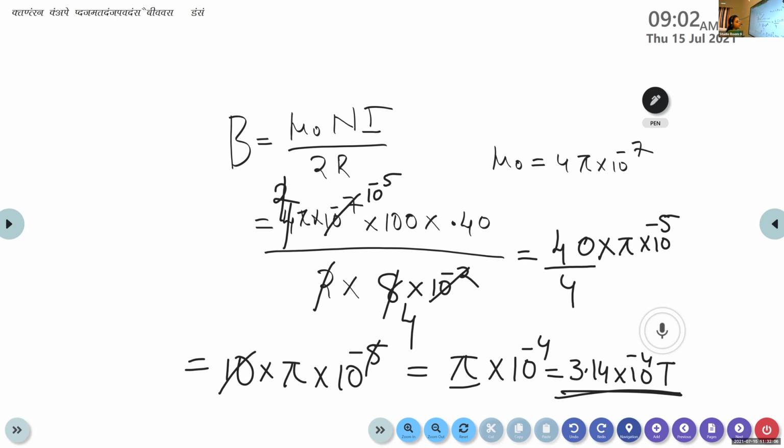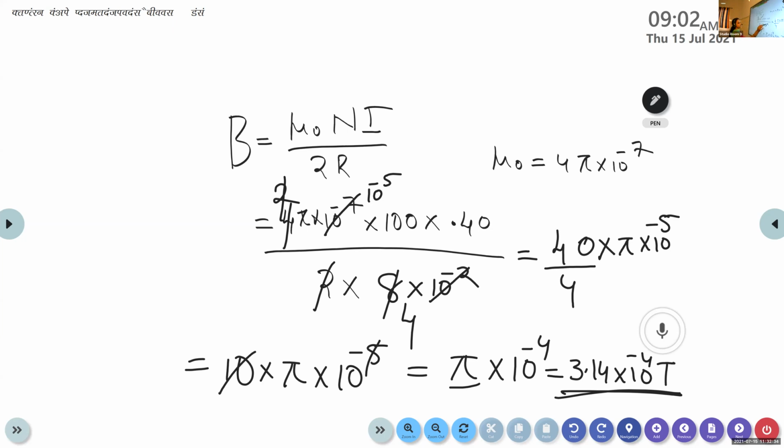We just substitute all the values into the equation. Here mu 0 is 4 pi into 10 raised to minus 7. Number of turns is provided as 100. Current 0.40, divided by 2 into radius, 2 into 8 into 10 raised to minus 2. The radius is given in centimeter, so we convert it into meter. Then just the mathematical arrangements. Finally, we get 3.14 into 10 raised to minus 4 Tesla.